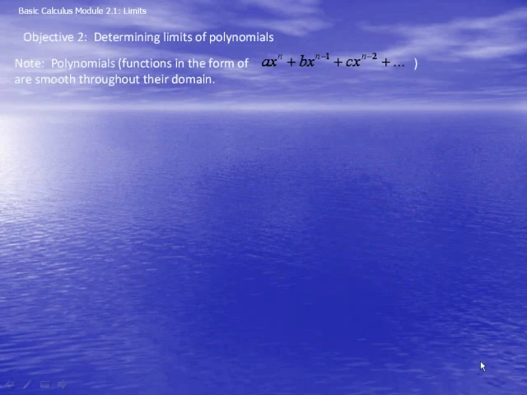Objective 2, determine limits of polynomials. Note that polynomials are the functions in this form, where a, b, and c are real numbers. And notice that my exponents are descending, so they're going down. And these are smooth throughout their domains.